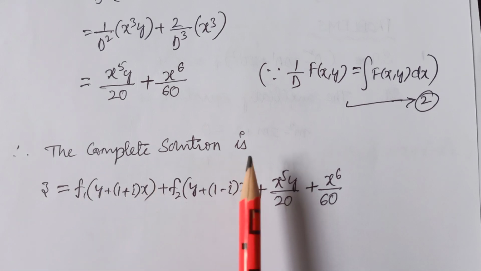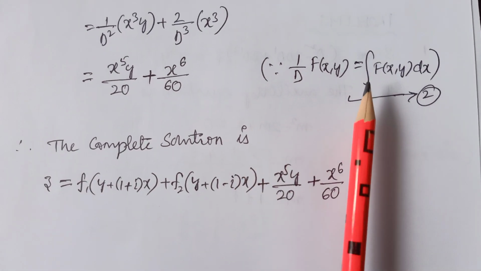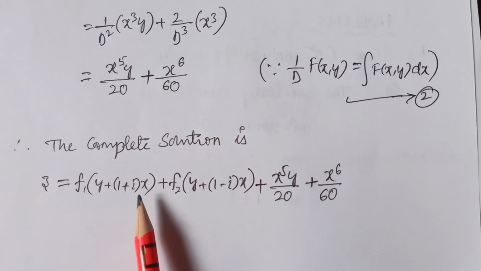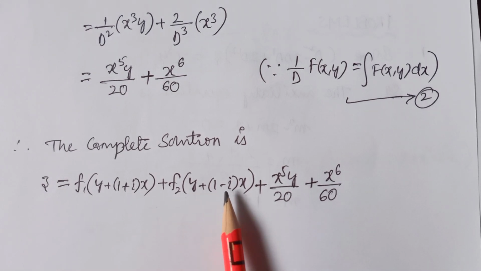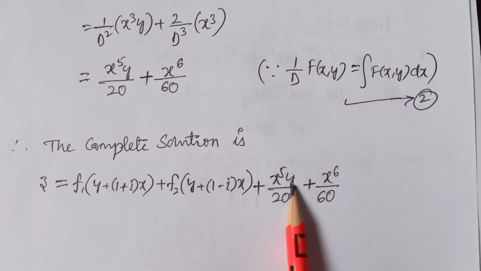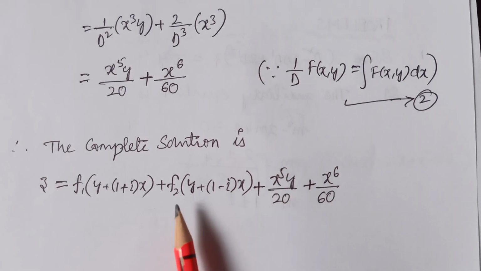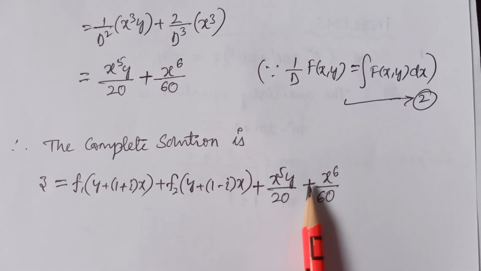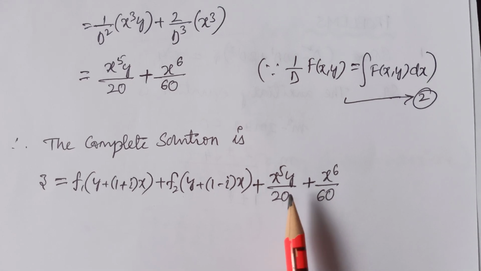Now we will write the complete solution here. z is equal to f1 of y plus (1 plus i)x plus f2 of y plus (1 minus i)x plus x power 5 y by 20 plus x power 6 by 60. That is the complementary function plus the particular integral. So this is the complete solution. I hope you understand.